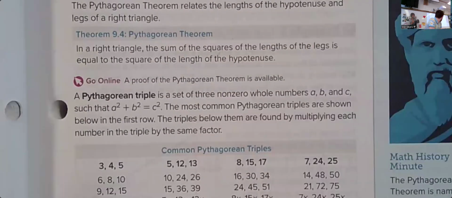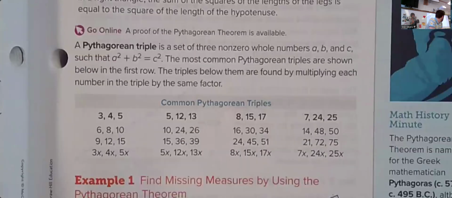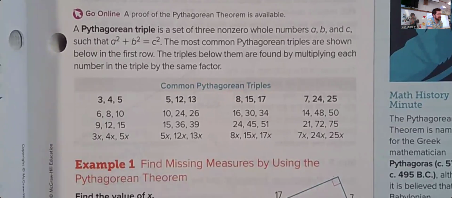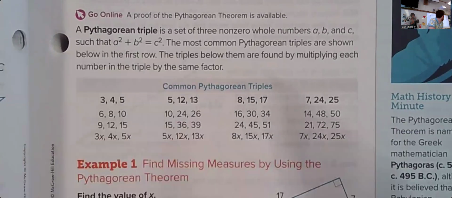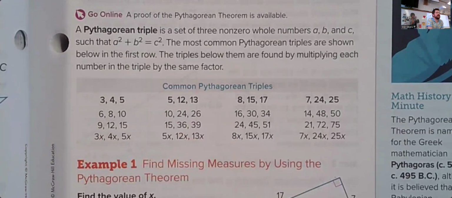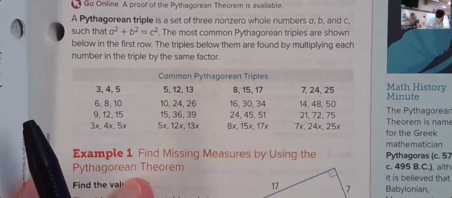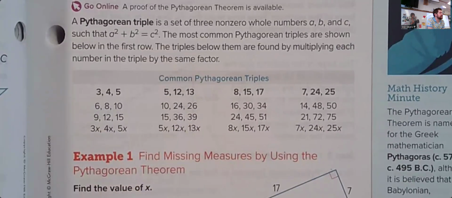So I want to mention this thing here. Have I talked about Pythagorean triples before? No? Okay. So we all know what the Pythagorean theorem is. If you have two legs of a right triangle, if you square those lengths, it equals the square of the length of the hypotenuse. And we've used it plenty of times. A Pythagorean triple, all that means is all three numbers in the Pythagorean theorem, a, b, and c, are whole number values. That's all that means.